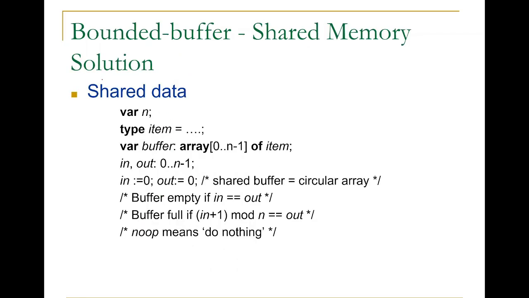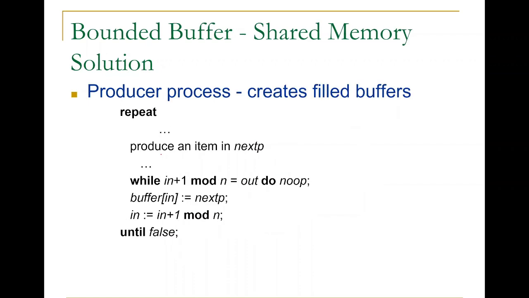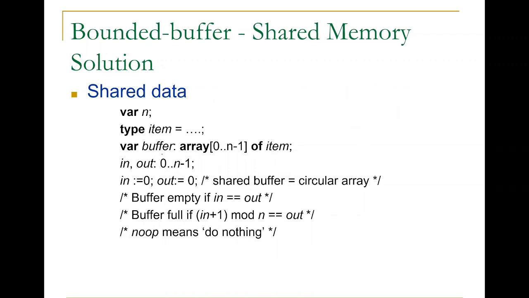This is the bounded buffer shared memory solution. These are the codes that are being used to run it. For example, in the variables here, we have var n, type item, equal to whatever quantity you want to put there. Var buffer, an array between 0 and n minus 1 of item. In, out, two variables between 0 and n minus 1. Initialize in to be 0, initialize out to be 0. It is a shared buffer that is going to be used for all ins and outs.